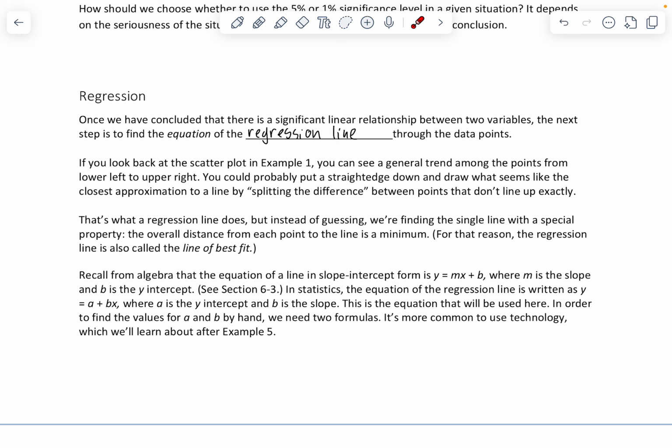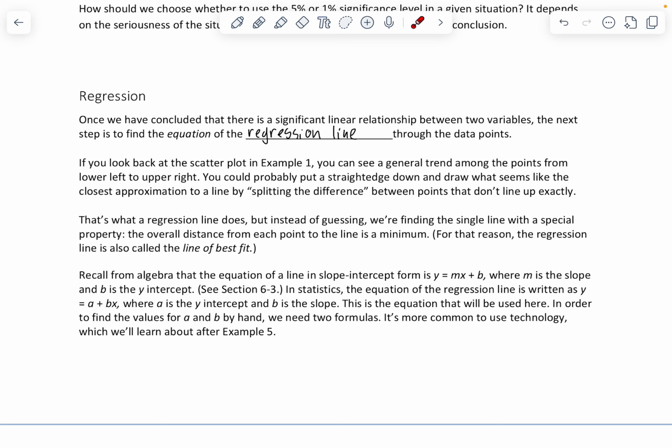Recall from algebra that the equation of a line in slope-intercept form is of the form y equals mx plus b, where m is the slope and b is the y-intercept. In statistics, the equation of the regression line is written as y equals a plus bx, right? So it's just a different standard as far as how notation works, where a is the y-intercept and b is the slope. This is the equation that will be used here.